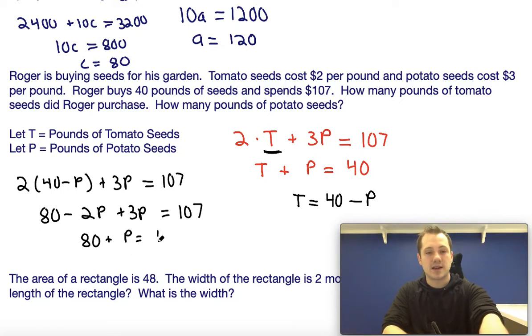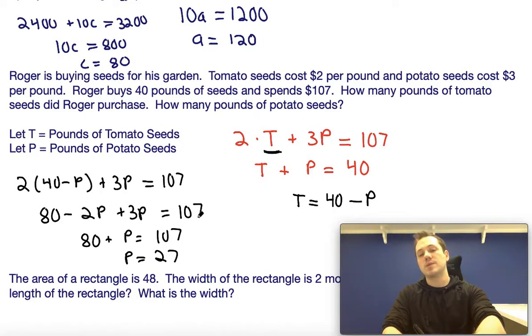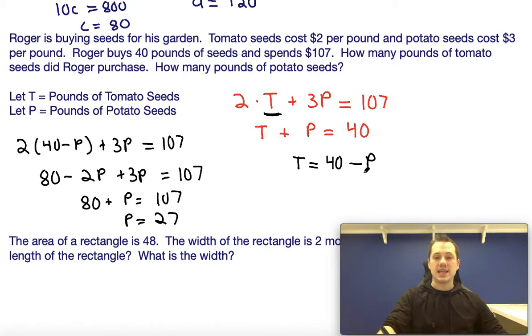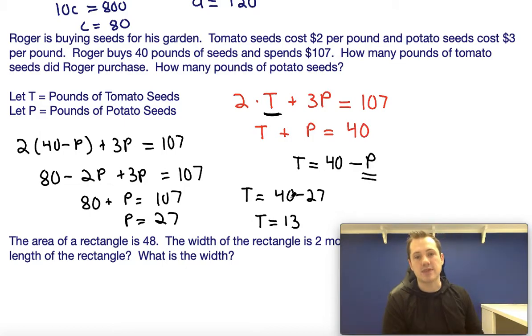Got ahead of myself there. 80 plus P would equal 107. Subtracting 80 from both sides, I would get P is equal to 27. Now, once we know P is 27, we can take that and plug it in for P in this equation to find T. So T would equal 40 minus 27, which would give me T is equal to 13. So we know that Roger sells 27 pounds of potato seeds and 13 pounds of tomato seeds.